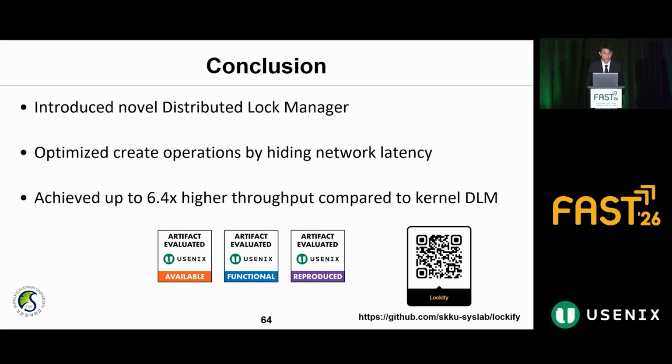To summarize, we introduced a new DRM by optimizing create operations, hiding network latency. We achieved up to 6.4 times higher throughput compared to the DRM.